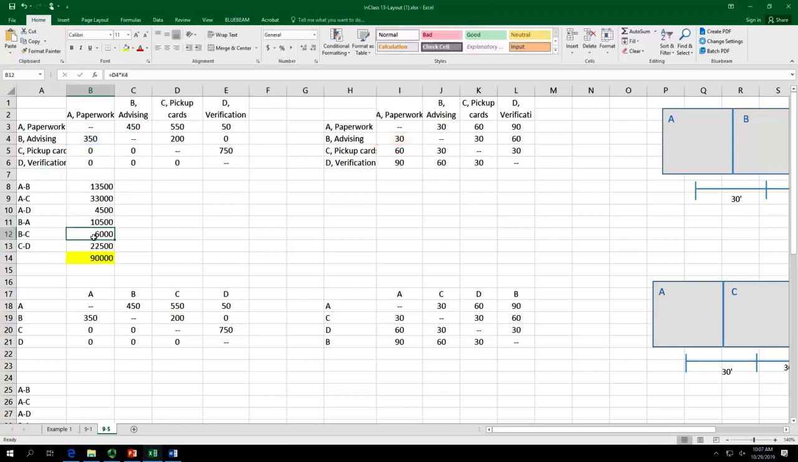Okay. How about B to C? We look at B and C, the load, and for people count is 200. And B to C, the distance is 30. Are we okay now? So C to D. So this is the people's count movement. So 750. Now the distance is 30.